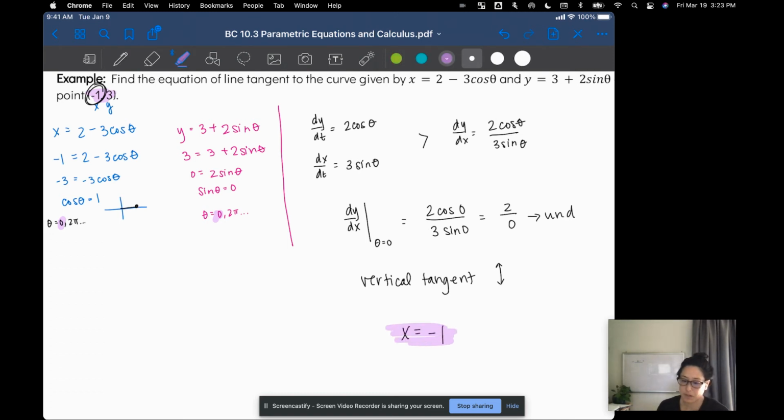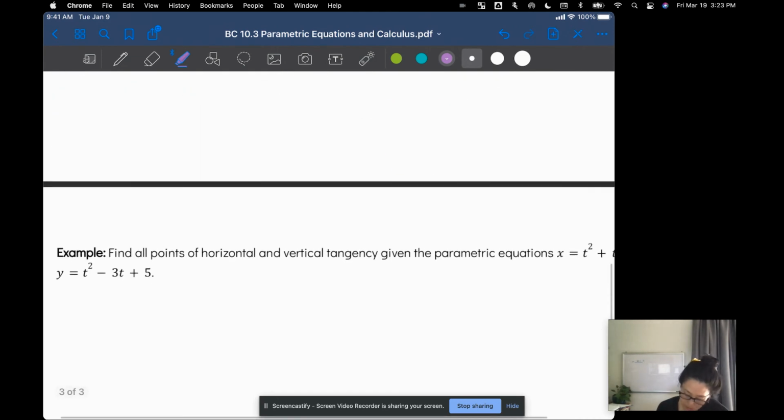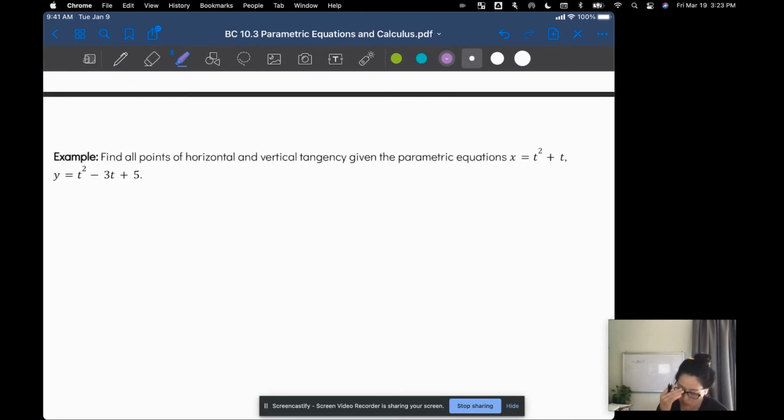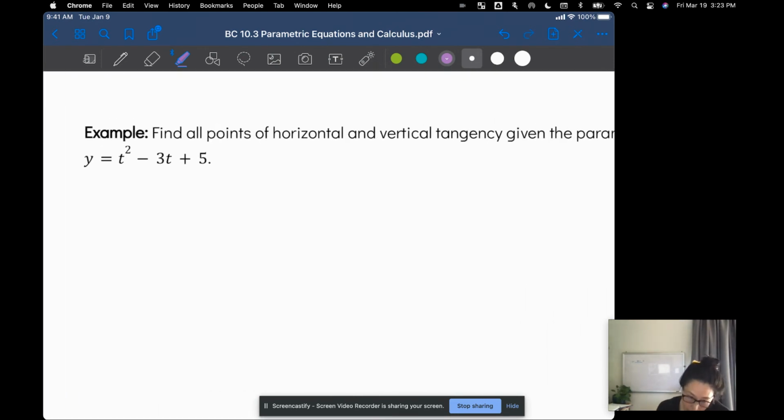Okay, couple more. Find all points of horizontal and vertical tangency given the parametric equations x is equal to t squared plus t and y is equal to t squared minus 3t plus 5. Okay, so I know that dy/dx is the derivative and also gives me the slopes of my tangent lines.